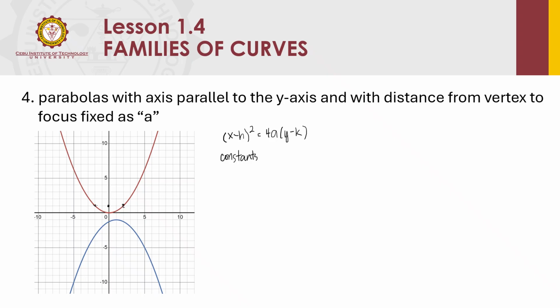Okay, so we have h, k, and a, but a is fixed. The vertex can be any point in the Cartesian plane, so therefore these two are arbitrary. So meaning we expect a second order differential equation since we have two arbitrary constants. So now we're ready to eliminate the arbitrary constants.